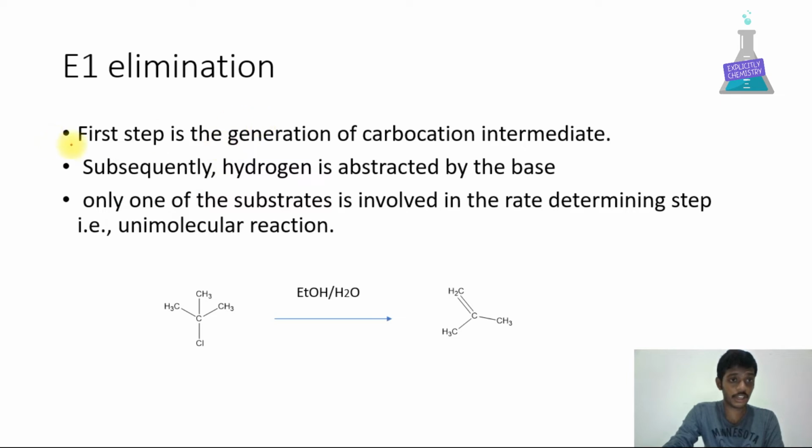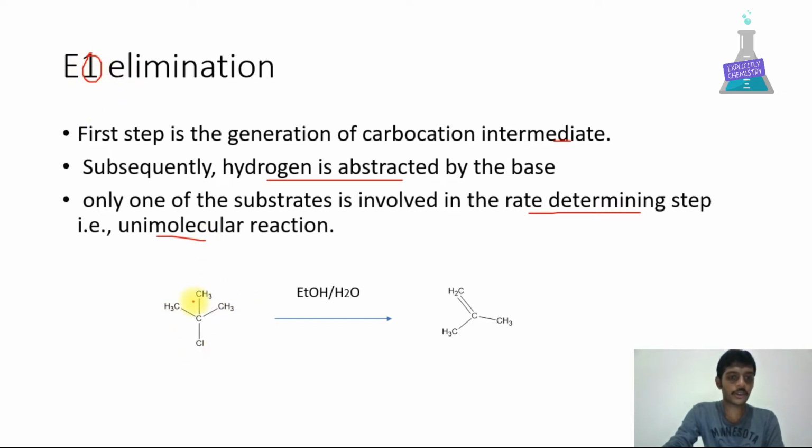E1 elimination. In E1 elimination, the first step is the generation of a carbocation intermediate. Subsequently, the hydrogen is abstracted by the base. After forming the carbocation, the hydrogen is abstracted by the base. Only one substrate is involved in the reaction, so it is called an E1 reaction. One substrate is involved in the rate determining step. Hence, it is a unimolecular reaction, the E1 elimination reaction.